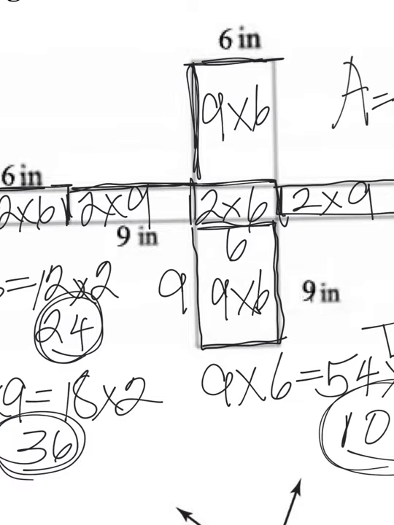If this problem were to ask for lateral surface area, we would not include the top and the bottom. That would be the 12 and the 12. You would only include the 36 and the 108 to get the lateral surface area.